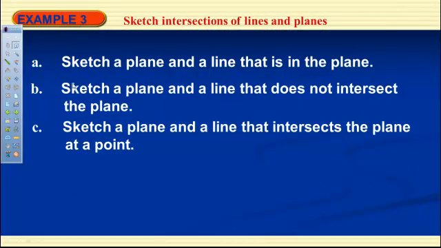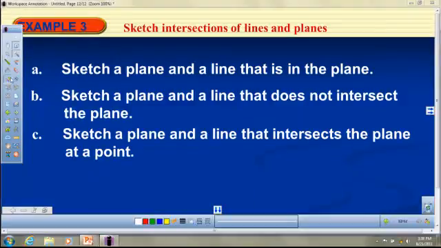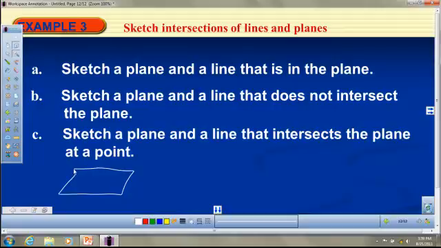Alright, sketch a plane and a line that is in the plane. I'm going to do a plane. And we want this to be laying down here, so I'm going to draw it like this. So there's our plane, and then we have our line laying in the plane. The intersection of this plane and this line would be the line. Okay? A plane and a line that does not intersect the plane.